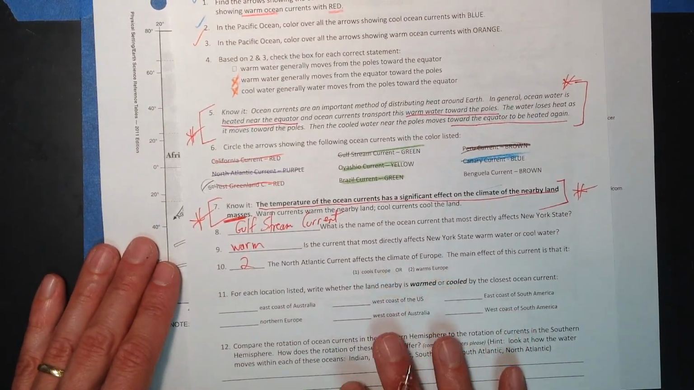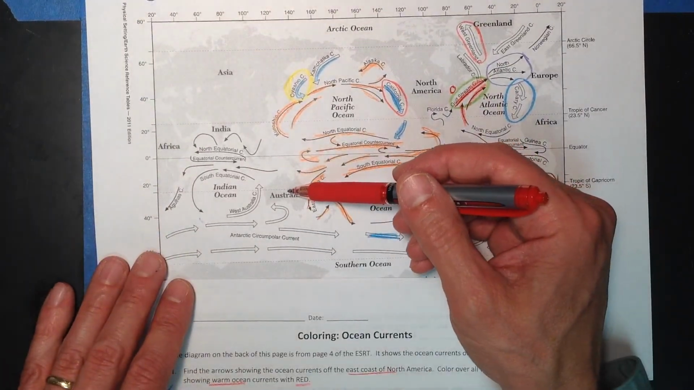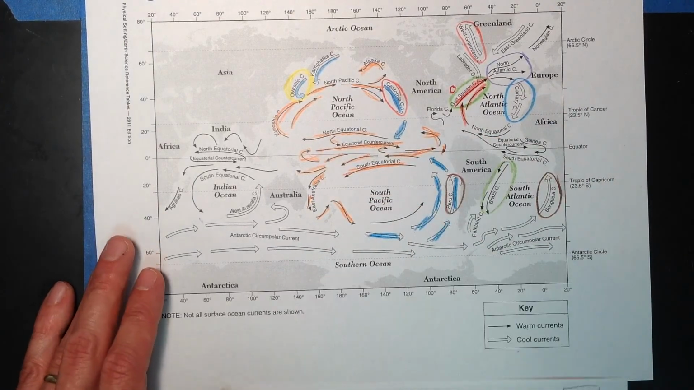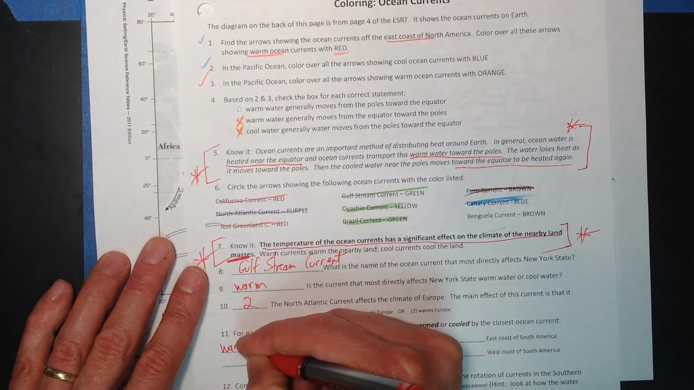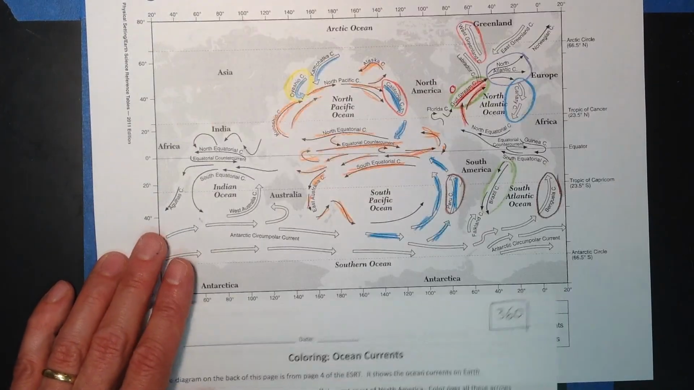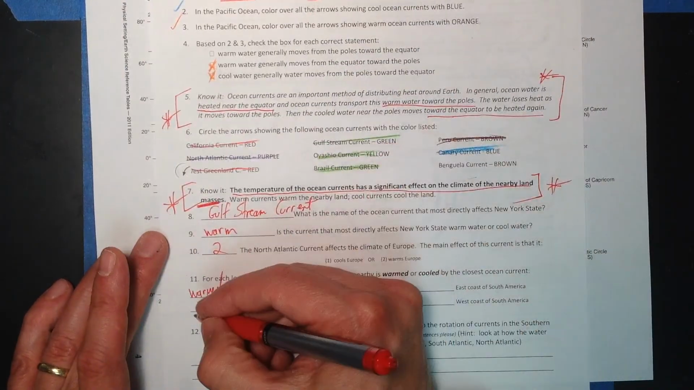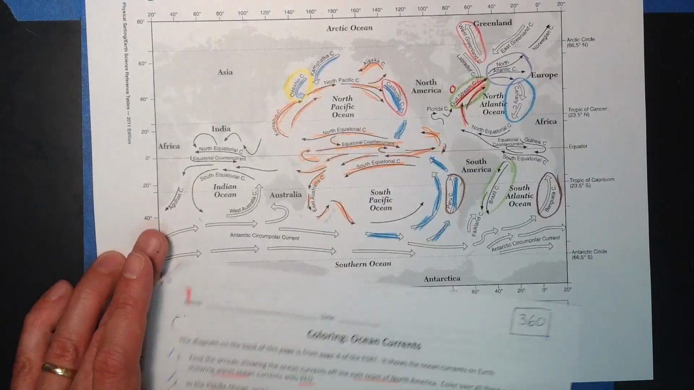11. For each location listed, whether the land nearby is warmed or cooled by the closest ocean current. East coast of Australia. So you got to really think, which is east coast? This is the east coast of Australia, and that is a warm current, so it is warmed. And Northern Europe over here, it is warmed by this current. We kind of said that before. Warmed.